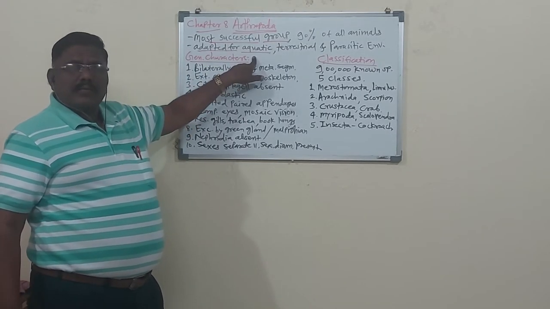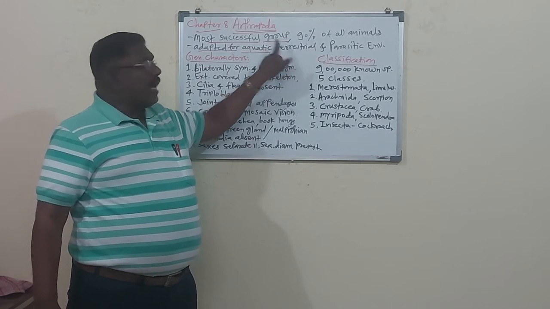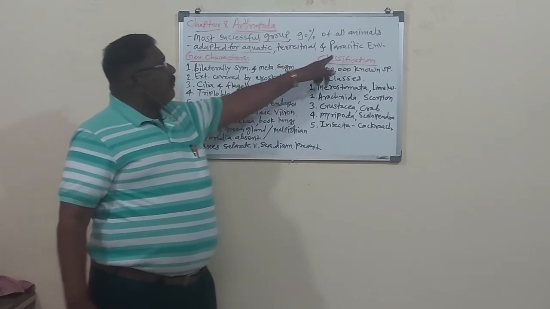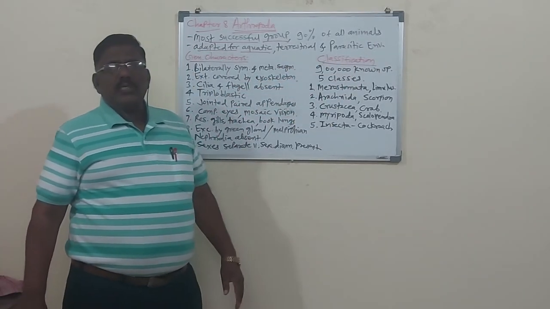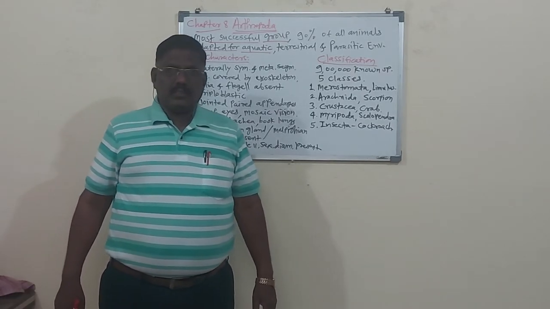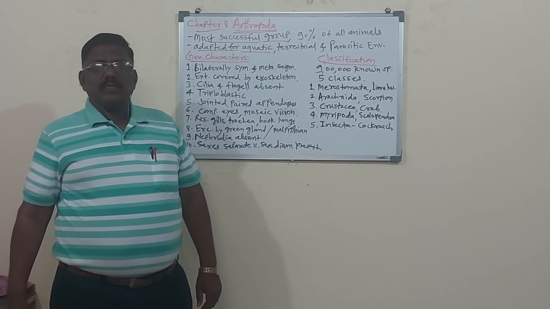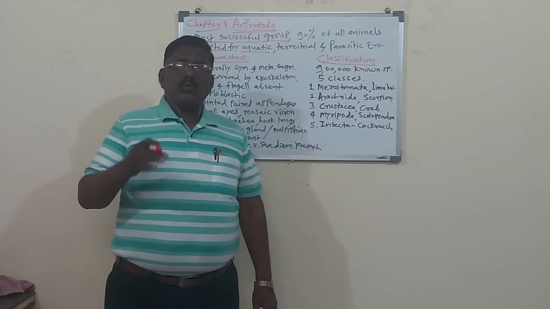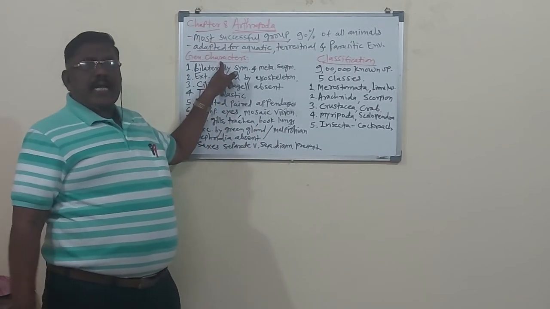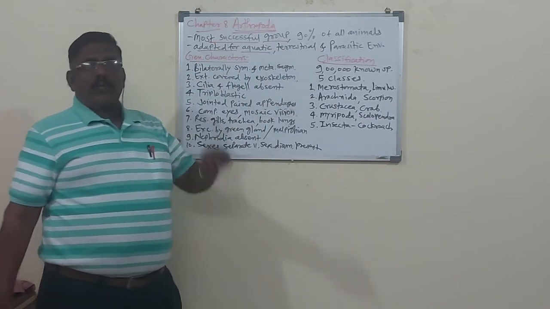They can live in water, they can live on land, terrestrial. Here aquatic means living in water, terrestrial means living on land. And parasitic environment: some of the Arthropoda animals live their life as parasites. As per the syllabus, from the Arthropoda phylum we have to study first the general characters of Arthropoda phylum, then classification of Arthropoda phylum.